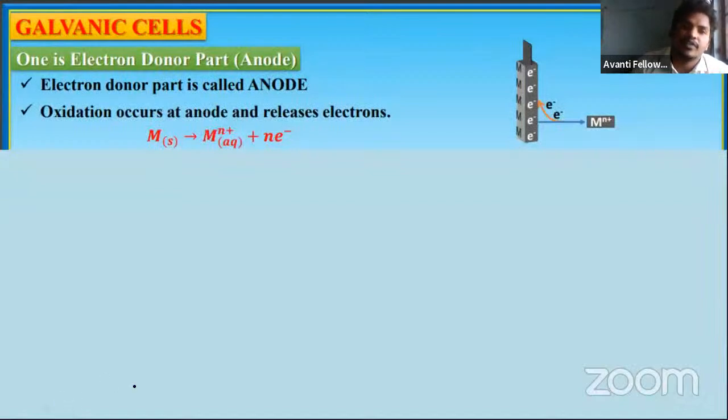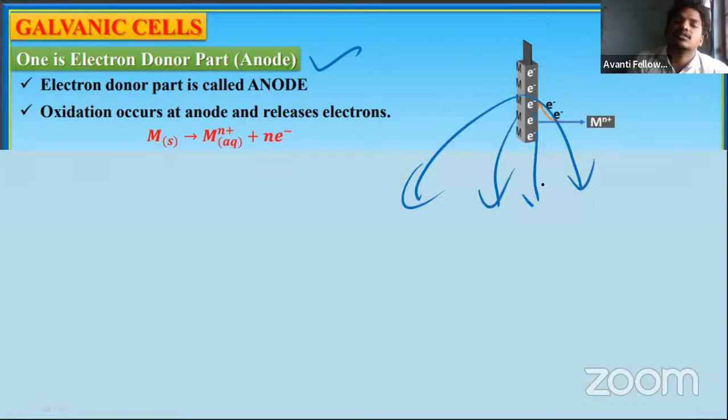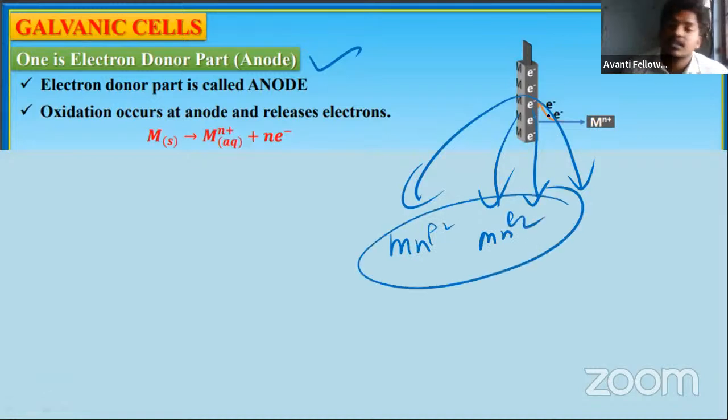Just now we talked in depth about the anode. Basically, the anode is nothing but it will donate the electrons. It will donate the ions, whereas the electrons will reach the surface of the anode. Clear? And next, oxidation occurs at the anode and releases electrons.